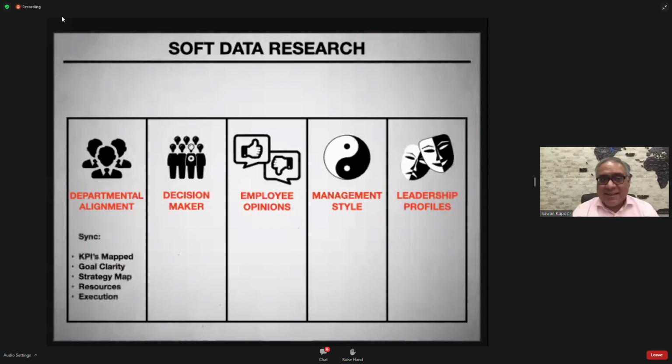So please understand this. When you're looking at departmental alignment, you're looking at, are the KPIs mapped for every department and position? Does everybody here understand the term KPI? Right. Most people do, some do not. See, KPI means key performance indicator. Right? Key performance indicator means what will your performance be measured on.